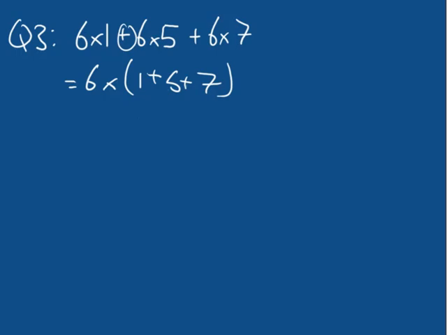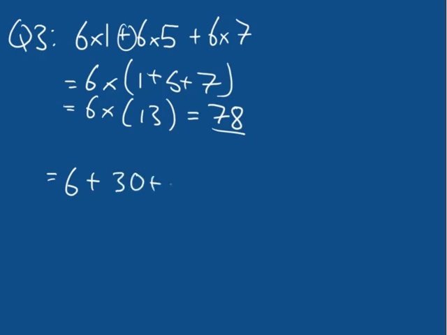If we work out this particular way of writing it, we get 6 times, 1 plus 5 is 6, plus 7 is 13, and 6 times 13 is 78. So using our factorized version, we get 78. Let's compare that now to the original. So the original gave us 6 times 1, which is 6, plus 6 times 5, which is 30, plus 6 times 7, which is 42. 6 plus 30 is 36, and 36 plus 42 is indeed 78. So we can see that these are indeed equal.